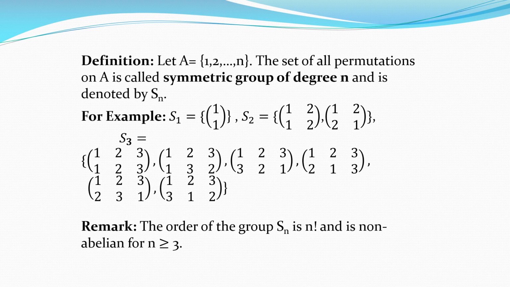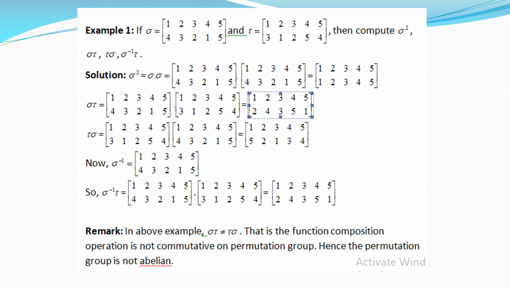So, for n greater than or equal to 3, this group is non-abelian. Now, there are some examples here. This is sigma, which is a permutation on 5 symbols because in the first row we observe 1 to 5 elements. This is tau. Again, it is a permutation on 1, 2, 3, 4, 5. Now we have to compute sigma square, sigma tau, tau sigma, sigma inverse tau.